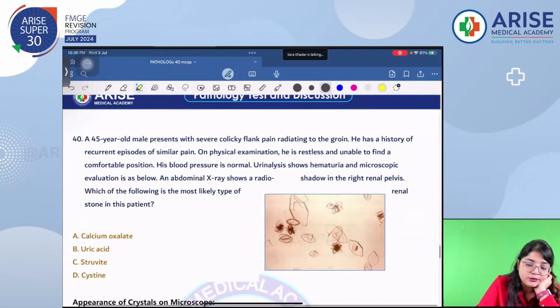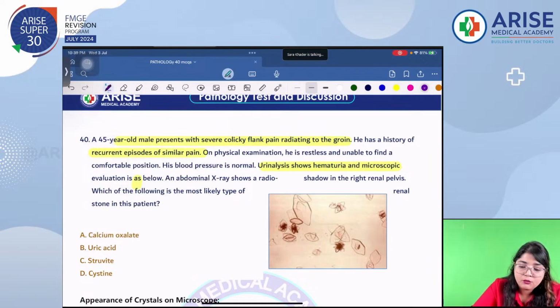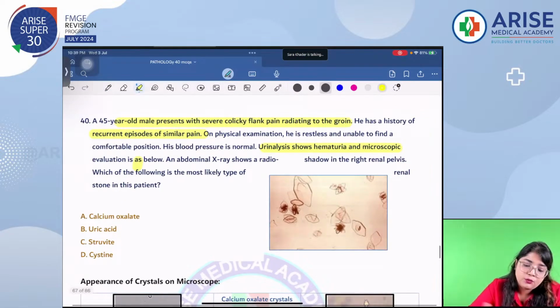Look at this. This is the last question for today. A 40-year-old male presents with severe colicky flank pain radiating to the groin. He has a history of recurrent episodes of similar pain. Urine analysis shows blood, as given below. And abdominal X-ray shows most likely a radiolucent shadow in the right renal pelvis. Which of the following is the most common type of renal stone here?